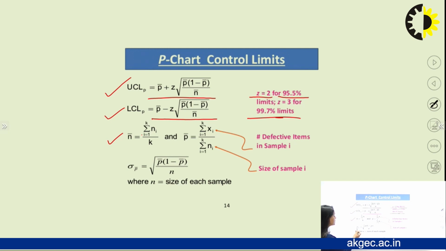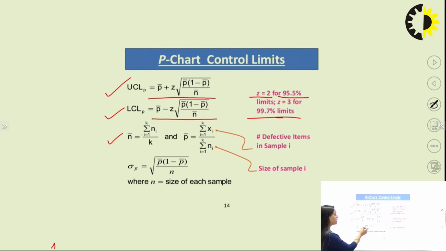Now here, as we know, the upper control limit is always mean plus standard deviation, and the lower control limit is always mean minus standard deviation. So under root P bar into 1 minus P bar upon n is sigma P bar, meaning the standard deviation for P bar, where n is the size of each sample. So this is the formula for the P chart control limits.